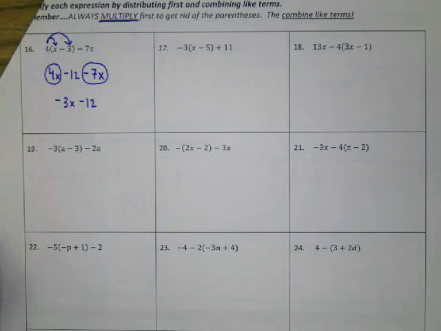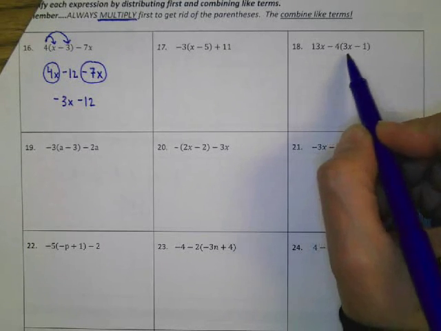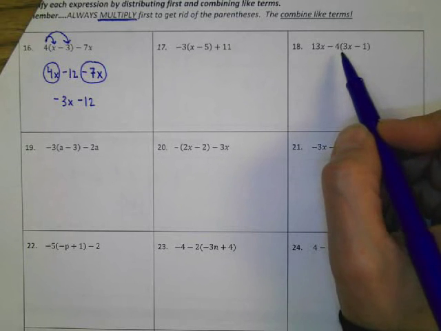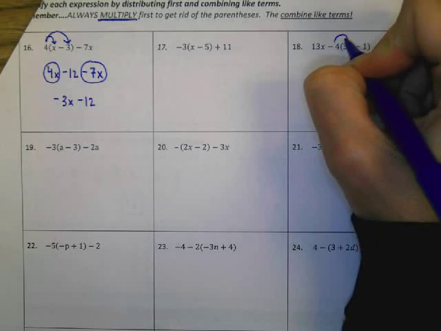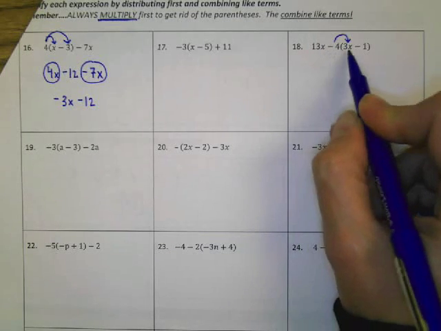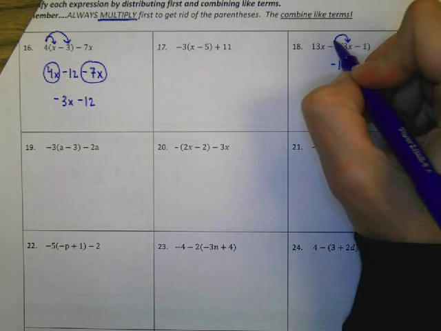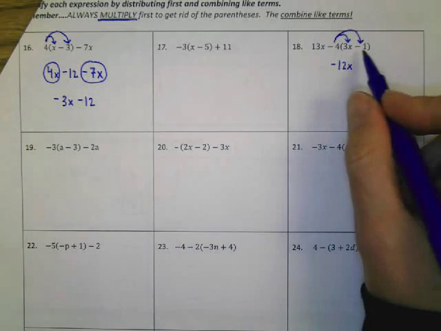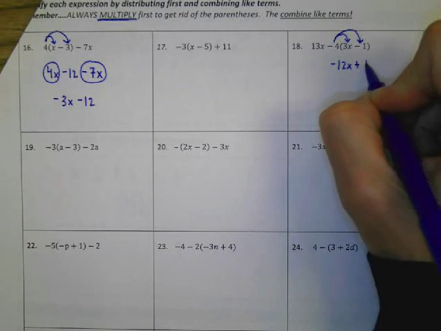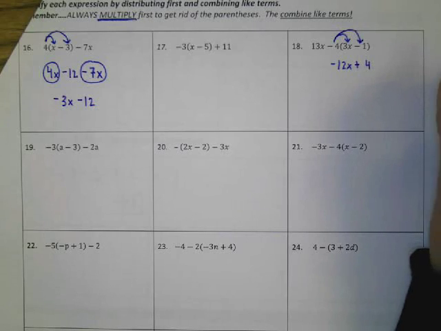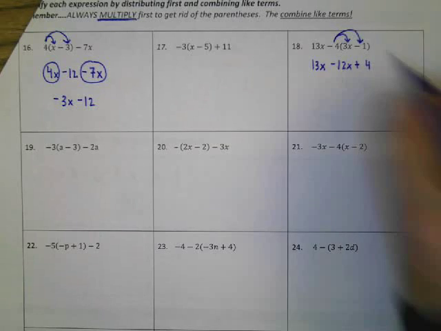I'll do one more because it's a little bit different. Let's look at 18. So now my distributing is at the end, so I have to be careful what I distribute. And in this case, I'm actually distributing a negative 4. So a negative 4 times 3 is going to give me a negative 12x. Then I'm going to do a negative 4 times a negative 1. A negative times a negative is going to give me a positive 4. And now I just bring down the 13x.